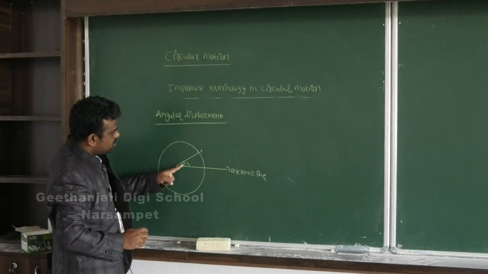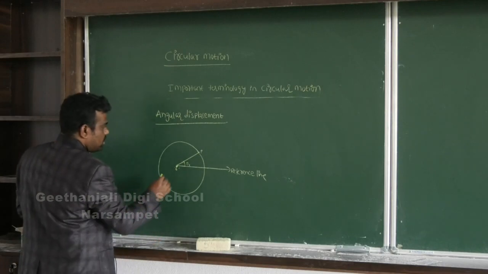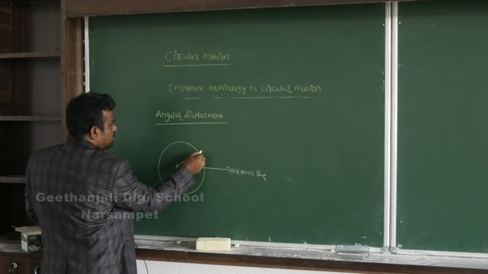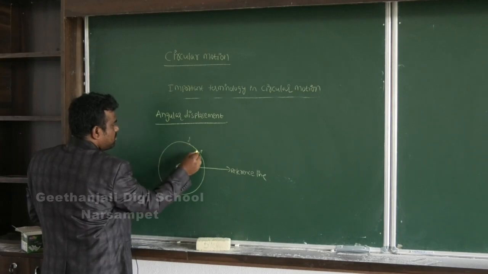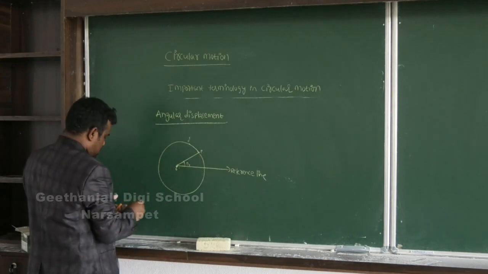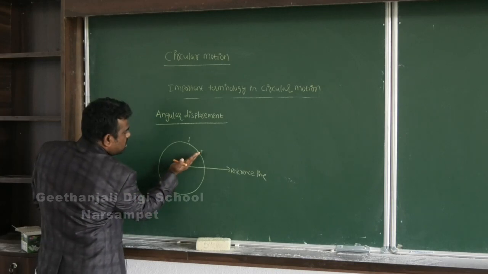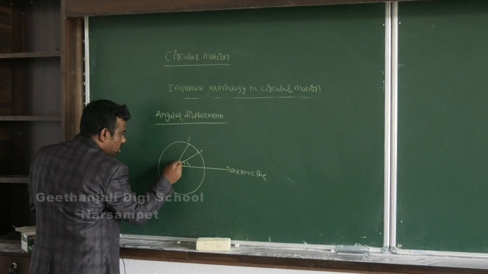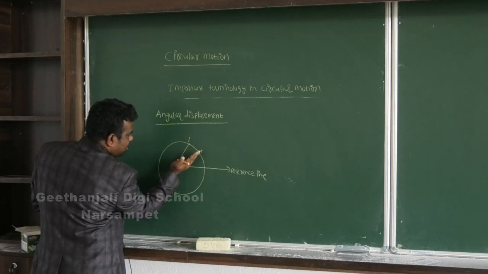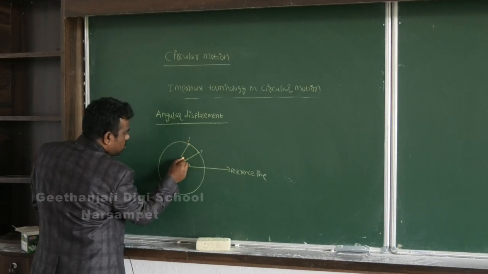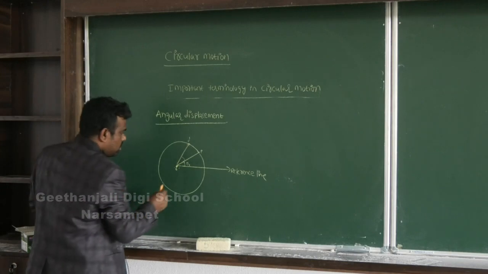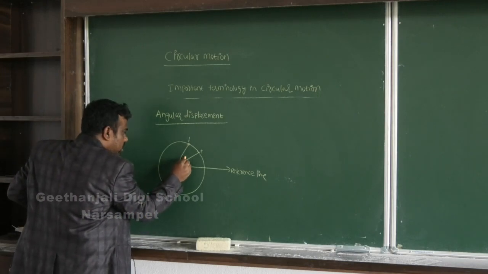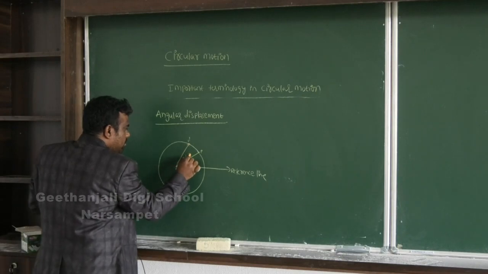This angular position is measured from the reference line. After a small interval of time, the particle P is moving to P dash. The particle is going from P to P dash. So then what happens? The position vector of the particle moves from this position to this position, means now the position vector of that particle rotates through some angle. It is rotating through this angle. Now this is called angular displacement of the particle.